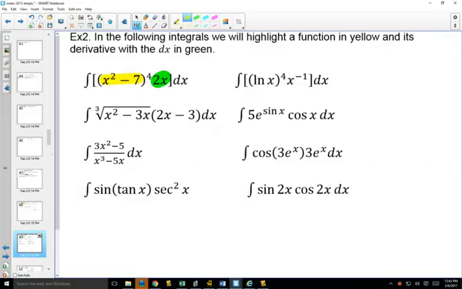For the second one, we're looking for an inside function, which the derivative shows up in the equation. Can you see that I have an x squared minus 3x? And the derivative of that is 2x minus 3. So in our chain rule, that yellow part would have been the inside of our function. And when you did the chain rule, you would multiply afterwards by the 2x minus 3.